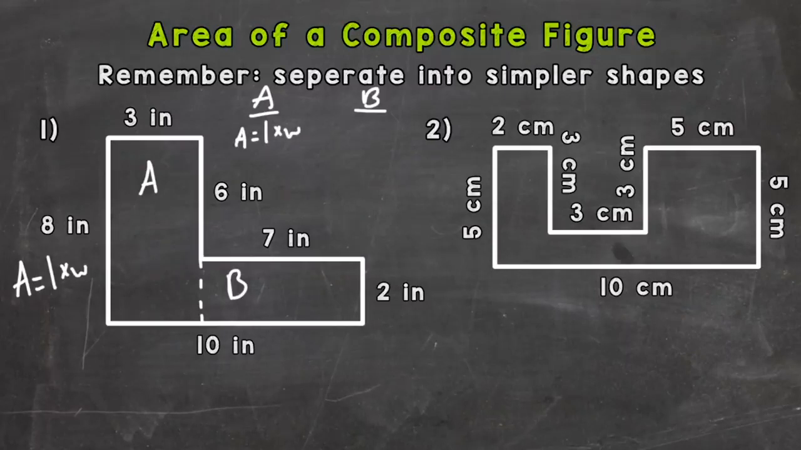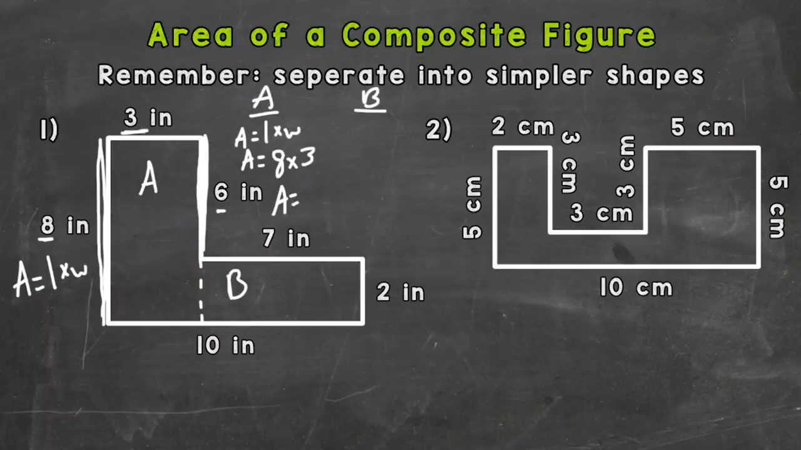All right, now I need to plug in length and width. My length for A is going to be this 8 all the way up, right? Don't use this 6, because this 6 doesn't go the full length of the rectangle. So you have to be careful which measurements you use. I'm going to use the 8 and multiply it by the width of 3, and that gives me an area of 24 square inches. So the area of A equals 24 square inches.